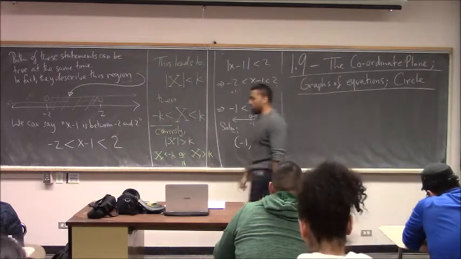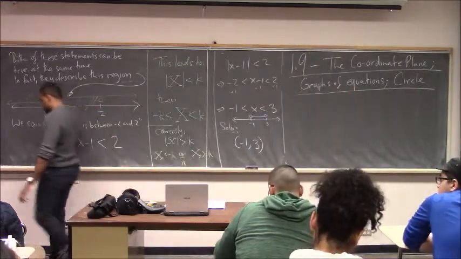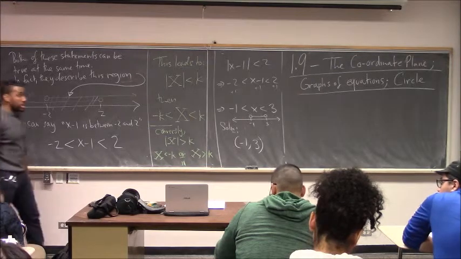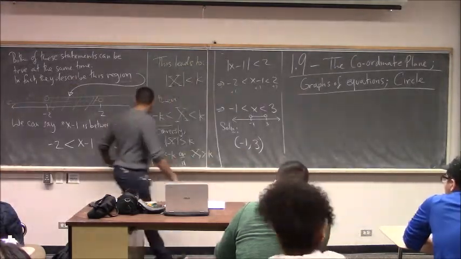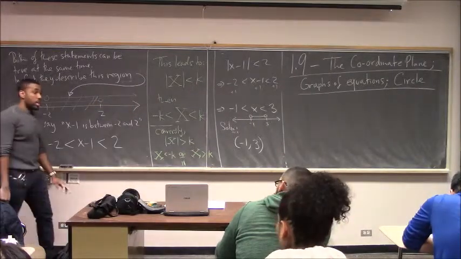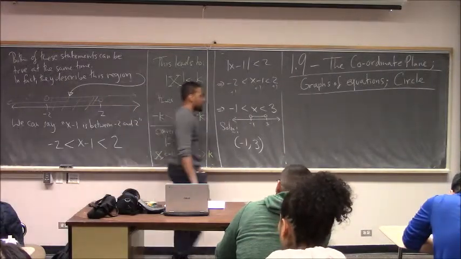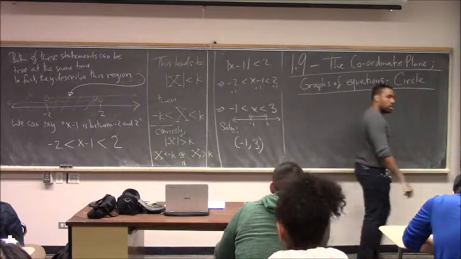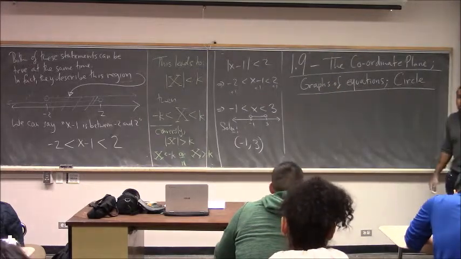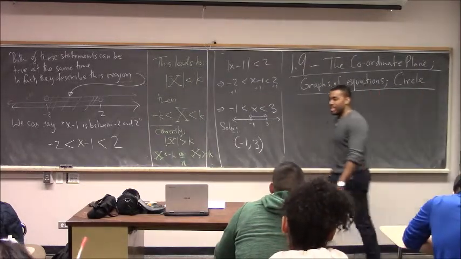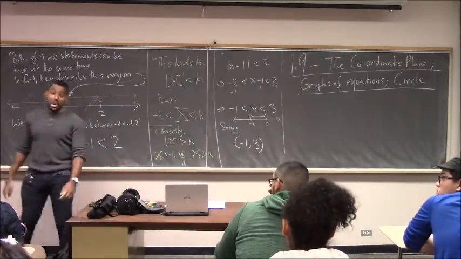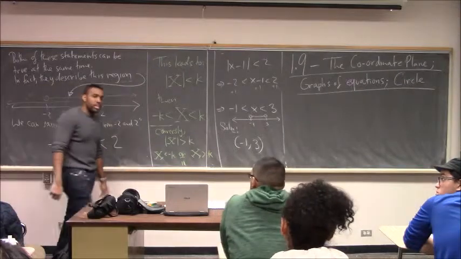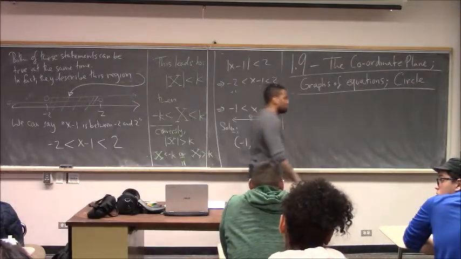So the coordinate plane refers to the xy plane. This is often referred to as the Cartesian plane. The Cartesian plane is named after René Descartes. I don't know if any of you are taking philosophy, but Descartes is the guy who said "I think therefore I am," the same guy, and he came up with the xy plane in the 1600s.